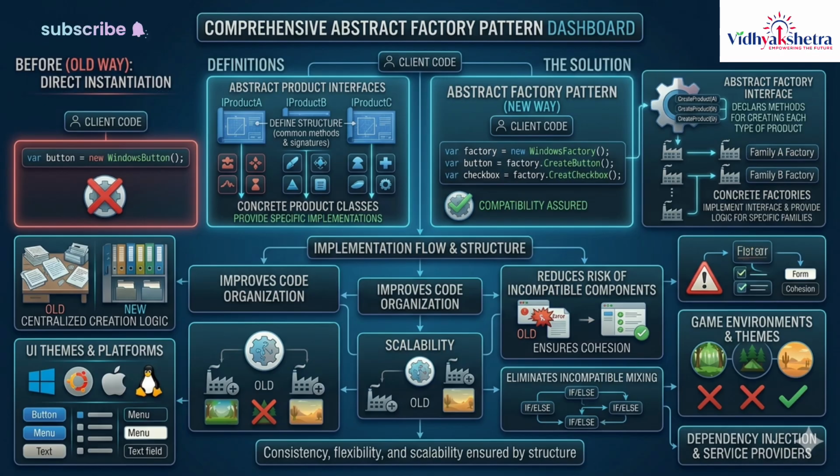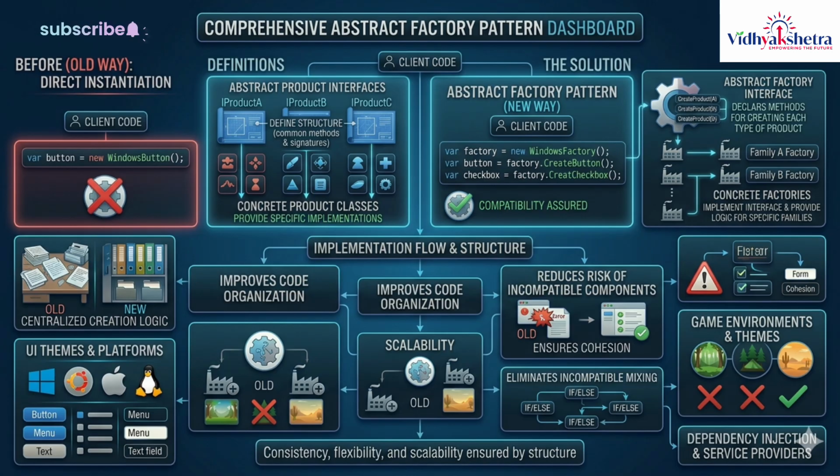The abstract factory pattern is implemented by defining abstract product interfaces, concrete product classes, an abstract factory interface, and concrete factories. The abstract product interfaces define the structure of the objects to be created, while the concrete classes provide specific implementations. The abstract factory interface declares methods for creating each type of product. Concrete factories implement this interface and provide the logic for creating specific families of objects.